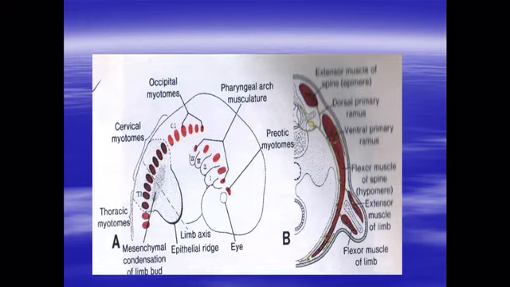So, this is the epimere, which forms the muscle of the back and is supplied by the posterior ramus or the dorsal ramus, and this is the hypomere, which forms the muscle of the limbs. This is the limbs, and also forms the muscle of the body wall.